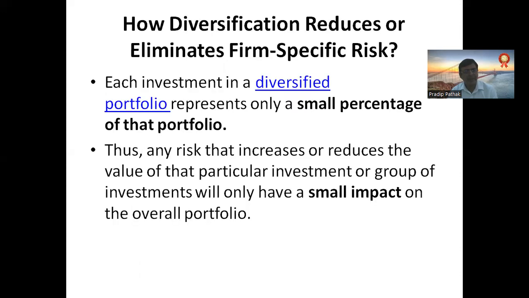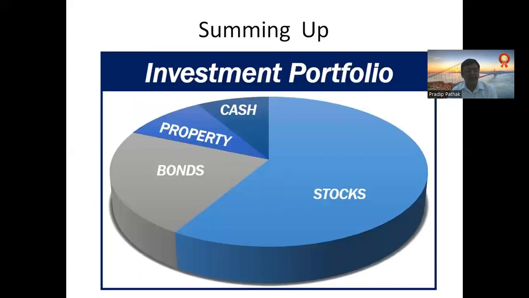Finally, we'll sum up the whole topic. Diversification reduces or eliminates the firm specific risk. I already have explained this to you, that if you are keeping your investment in multiple businesses, all the businesses will not go at loss at a single time. And so once again, let us see, this is a pie chart. You can make your own investment portfolio in terms of cash, property, bonds, stocks, real estate, and many more, again depending on your own specific requirements.